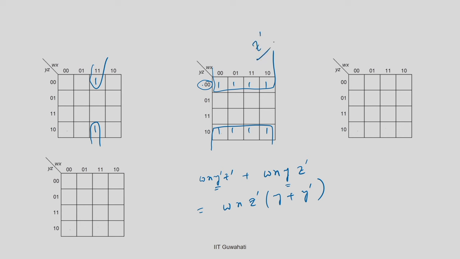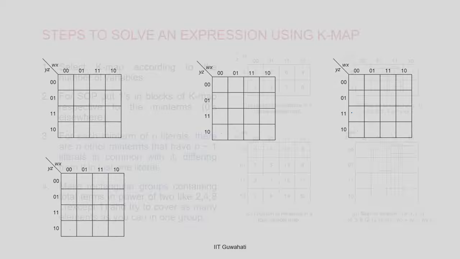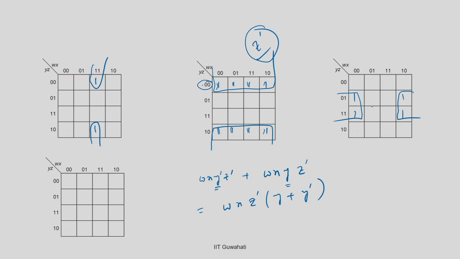If a function has 8 min terms corresponding to these values, this will result in z bar. Similarly, suppose you have 1 here, 1 here, 1 here, 1 here, you can club these two together. If I combine these two, so if I just try to put the values here, you can think there are 4 min terms, right?